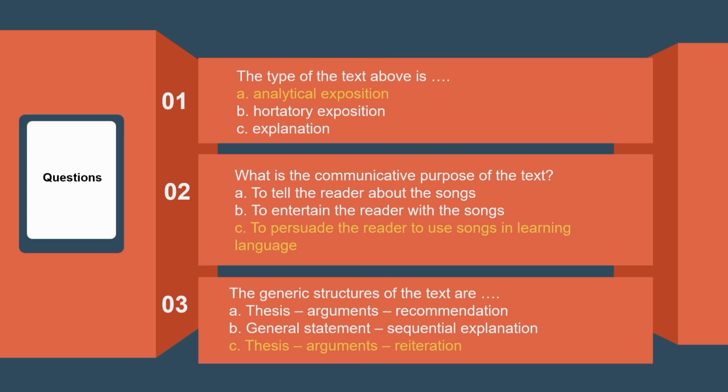Then number two is what is the communicative purpose of the text? As we know, the purpose of the analytical exposition text is to persuade the reader to use songs in learning language. And number three is the generic structure of the text are. As we know, the structure of analytical exposition text is thesis, argument, and reiteration. So the answer is C.